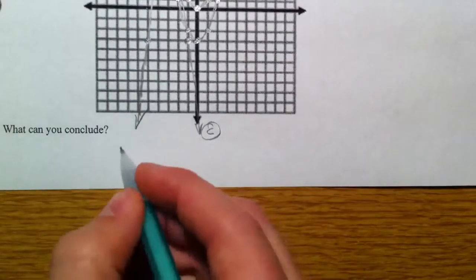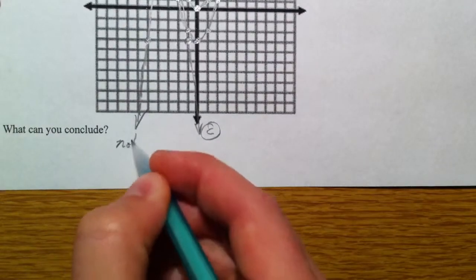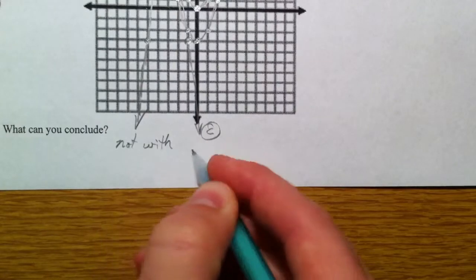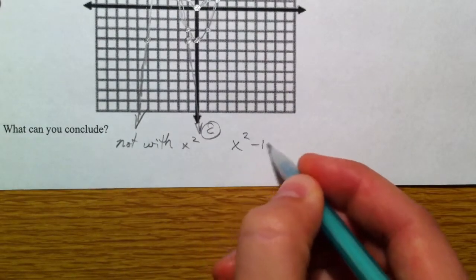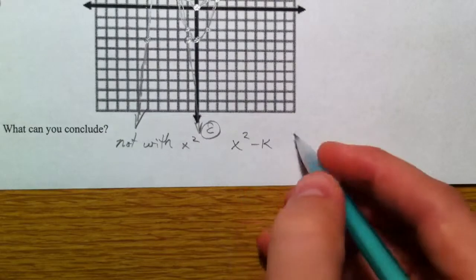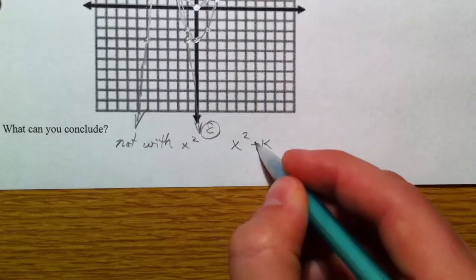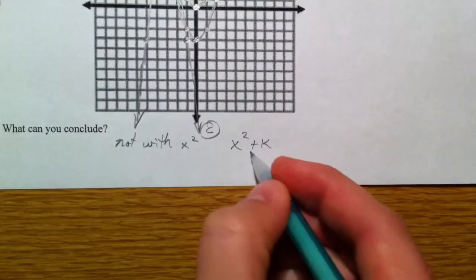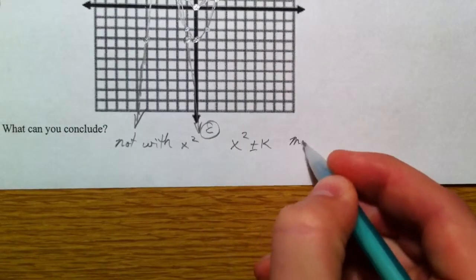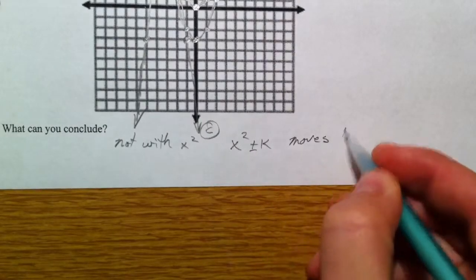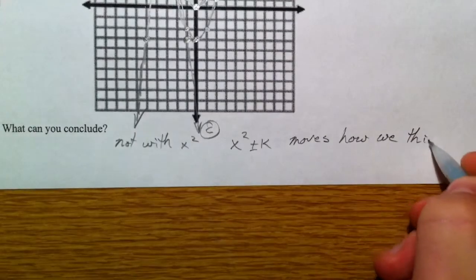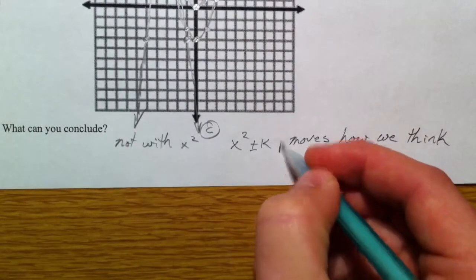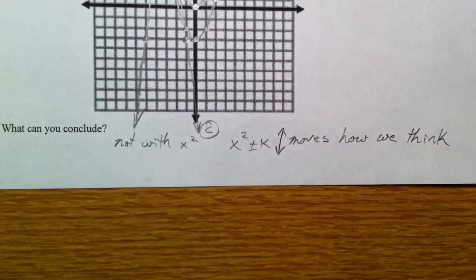So if it's not with x squared, if it was x squared minus k, or plus k is actually what we say, plus or minus, it moves how we think, up and down.